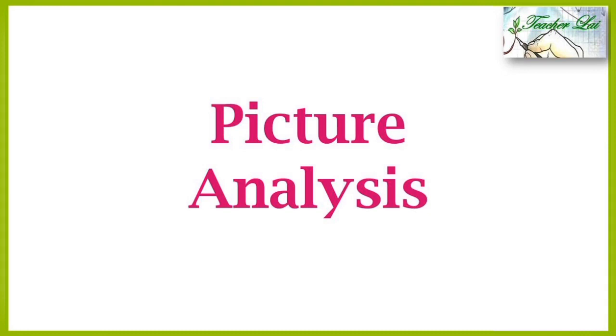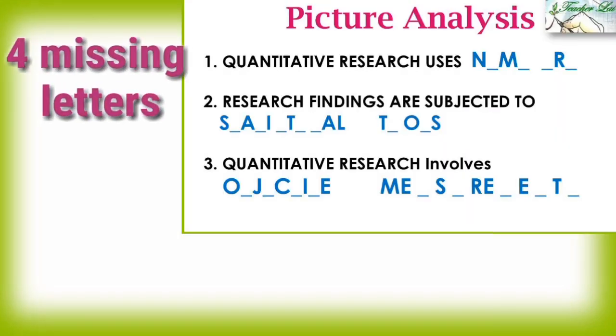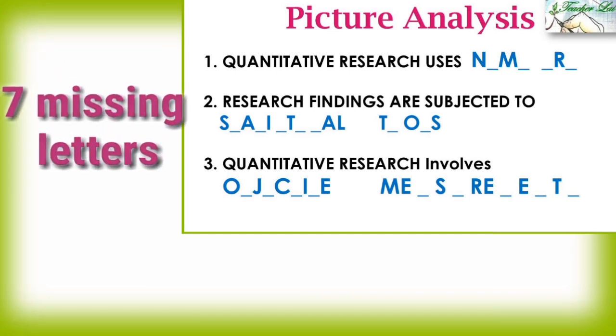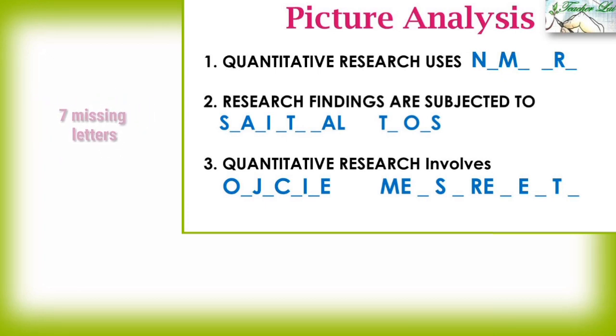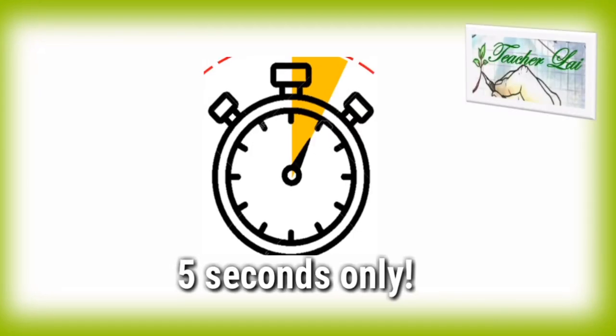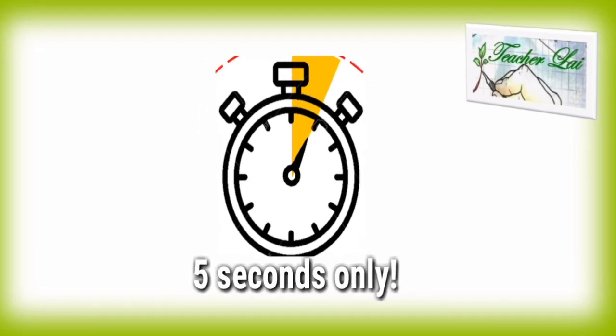And to start, let us do picture analysis. Look at the picture and analyze the message implied to fill the missing letters. For the number 1, we have 4 missing letters. For the number 2, we have 7 missing letters. And for the number 3, we have 9 missing letters. So, I will give you 5 seconds to answer each number.